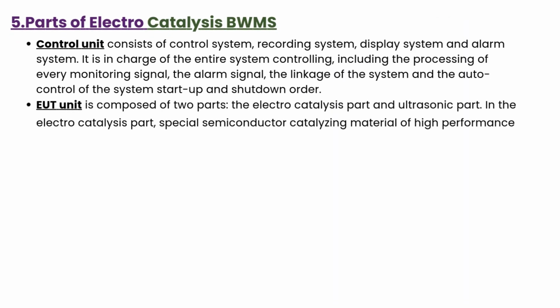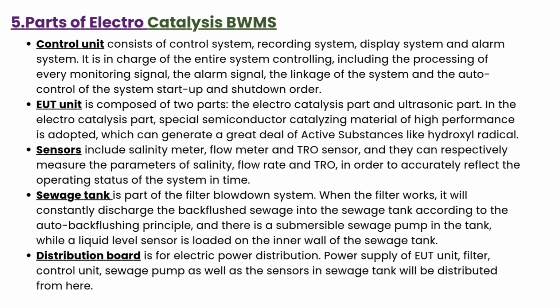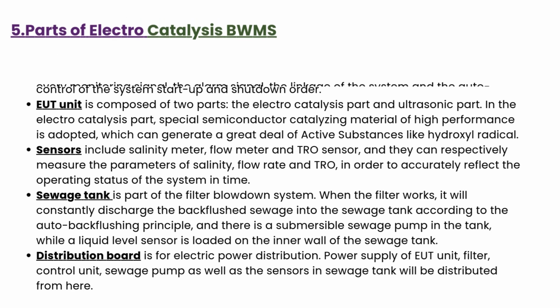Okay, parts of electrocatalyst are the control unit, the EUT unit, the sensors and the sewage tank. These are the systems which become part. I am just going with the principle, I am not going into the individual parts. After the sensors, we have the sewage tank, and finally the electrical distribution board.